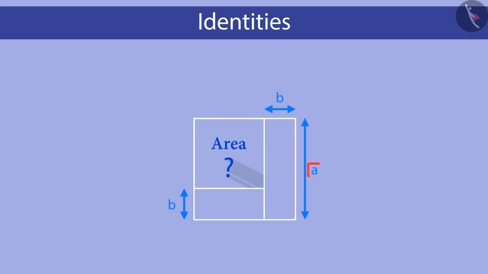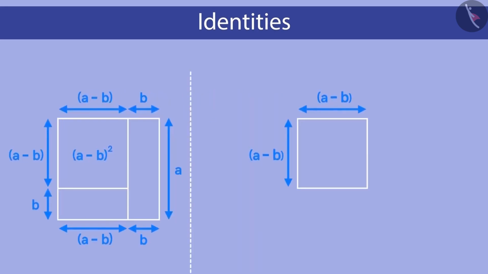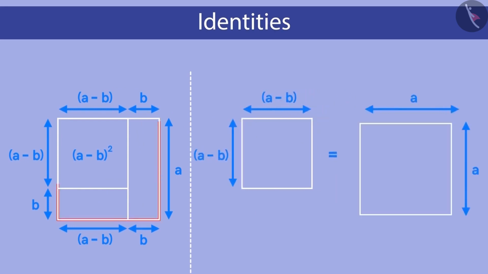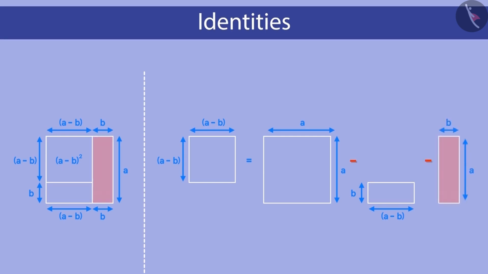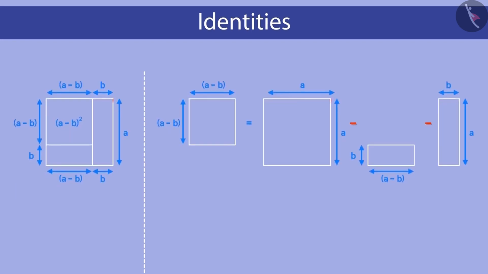We know this length is a and this length is b. So the side of the smaller square will be a - b. Therefore, the area of the smaller square will be equal to (a - b) raised to the power of 2. But now, observe the area of the smaller square. It will be equal to the area of this square minus the area of this rectangle minus the area of this rectangle. We know that the area of this larger square is a raised to the power of 2. Now, the area of this rectangle will be equal to b multiplied by (a - b), and the area of this rectangle will be equal to a multiplied by b.